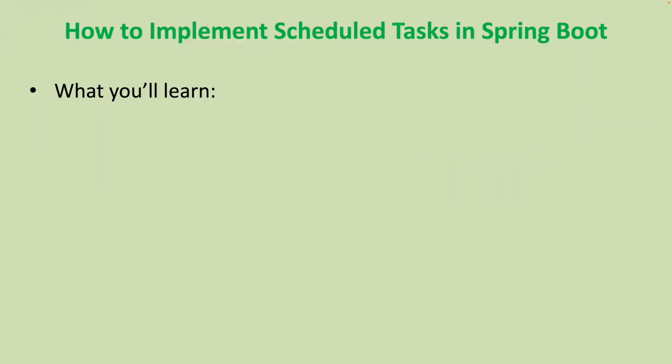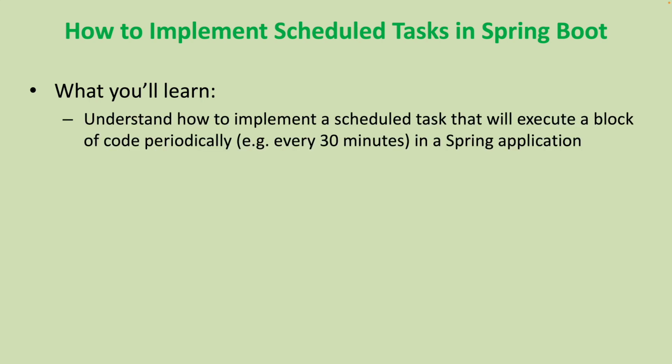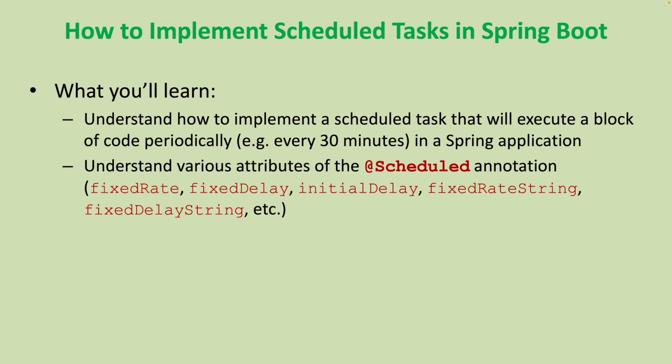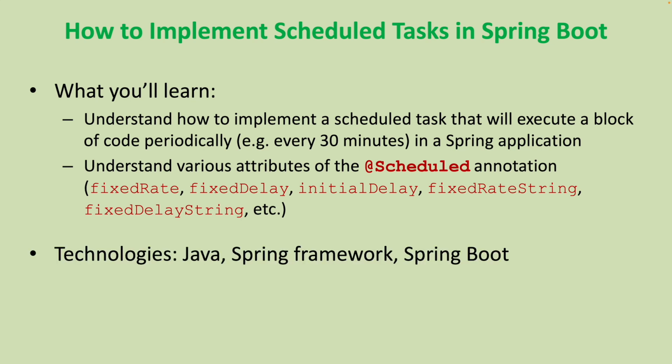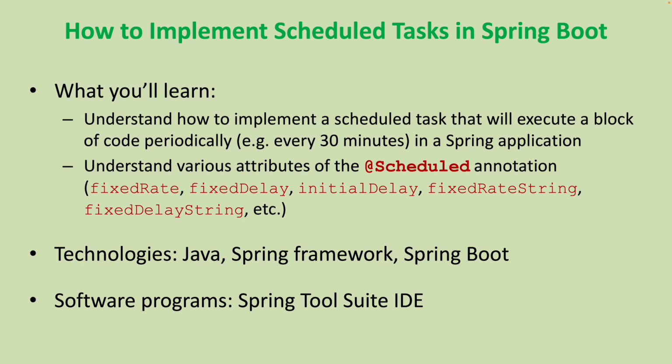Throughout this video, I will help you understand how to implement a schedule task that will execute a block of code periodically, for example, every 30 minutes in a Spring application, and understand various attributes of the schedule annotation in Spring Framework such as fixedRate, fixedDelay, initialDelay, fixedRateString, fixedDelayString, etc. So the key technologies are Java, Spring Framework, and Spring Boot, and I will use Spring Tool Suite IDE to demo some code examples about how to create schedule tasks in Spring Framework.